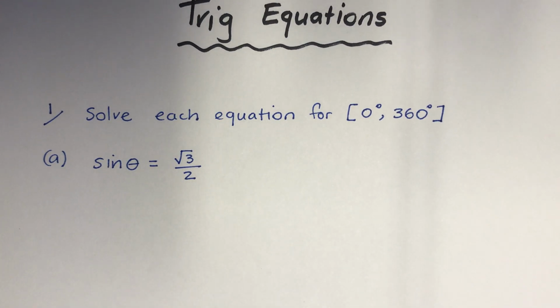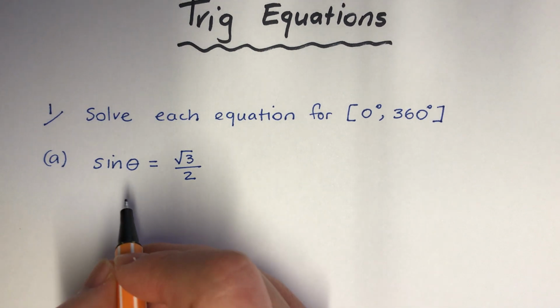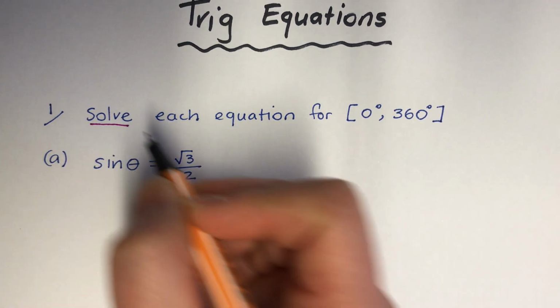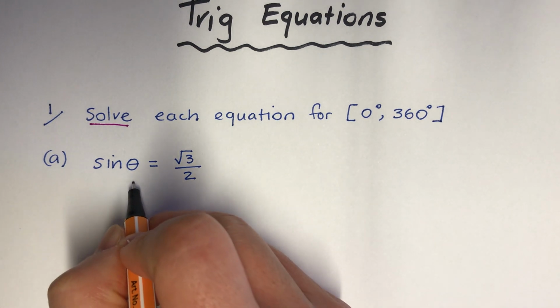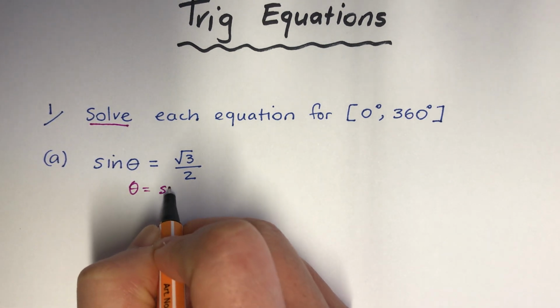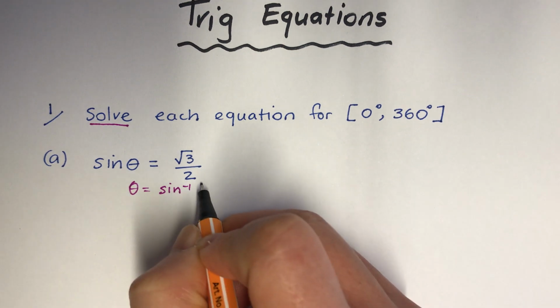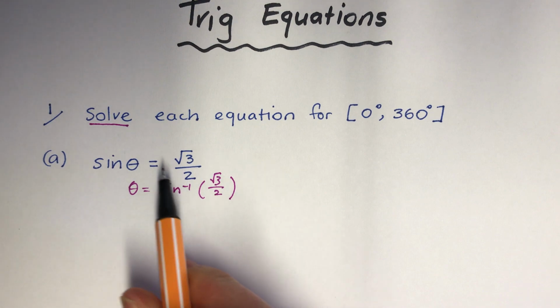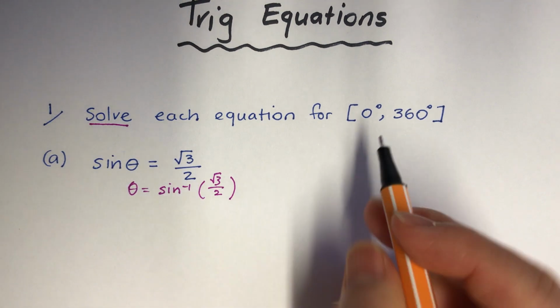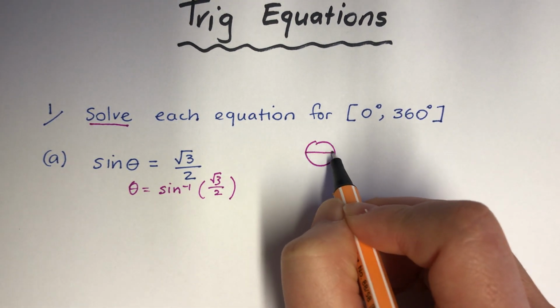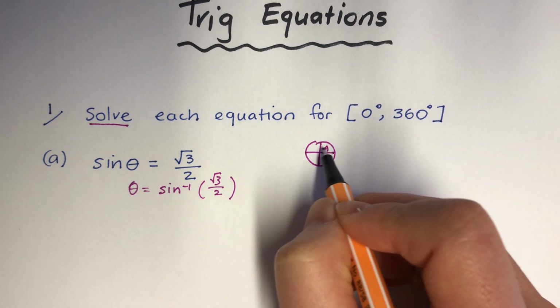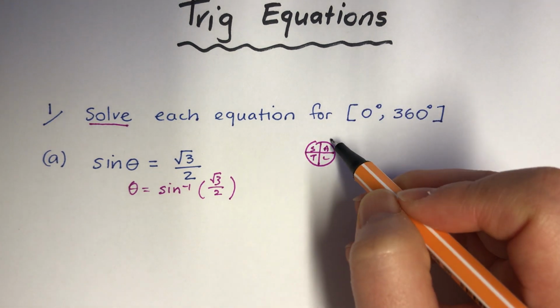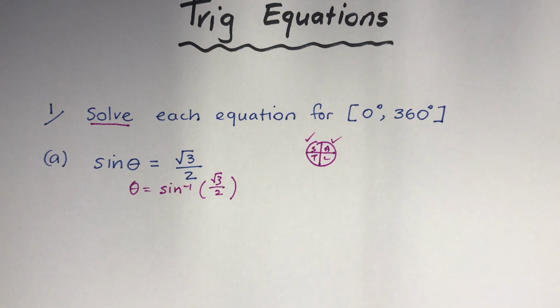Part A, sine theta equals root 3 over 2. Now, we need to find the theta. That's what it says, solve, okay? Now, let's have a look. Theta will be inverse sine root 3 over 2. Now, before we start, sine theta is positive. So that means which quadrant, guys? Remember, All Stations to Central. So it's going to be first and second. It's going to be positive, all right?